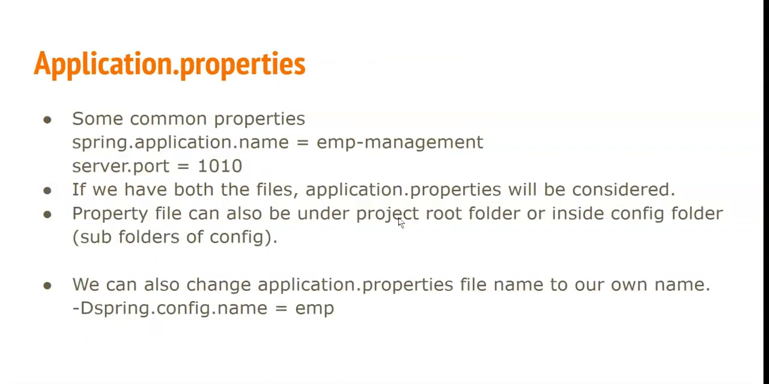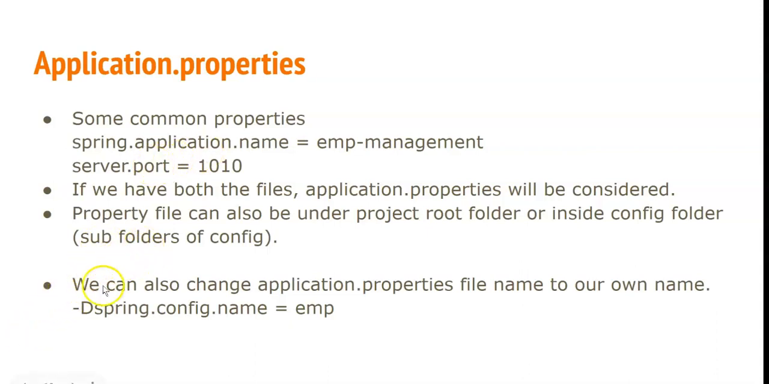So some common properties: spring.application.name. We normally use this property to give a unique name to our project. This property we mostly use when we are working with microservices. Another property, server.port. By default, our application runs on port number 8080. If you want to change that port number, we can use this property.